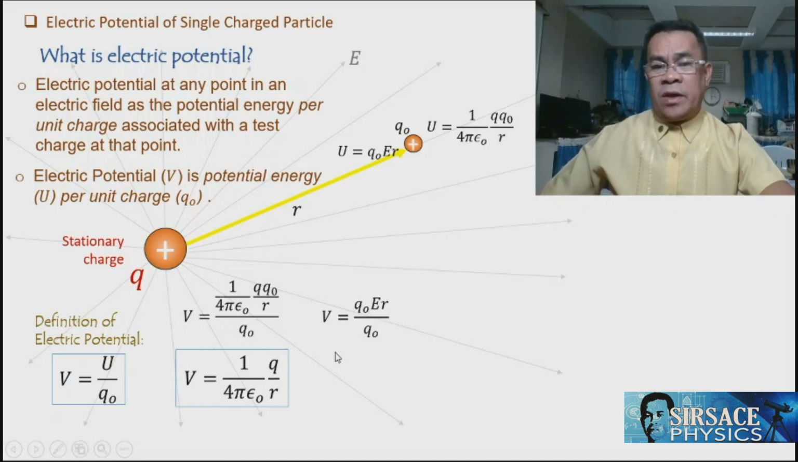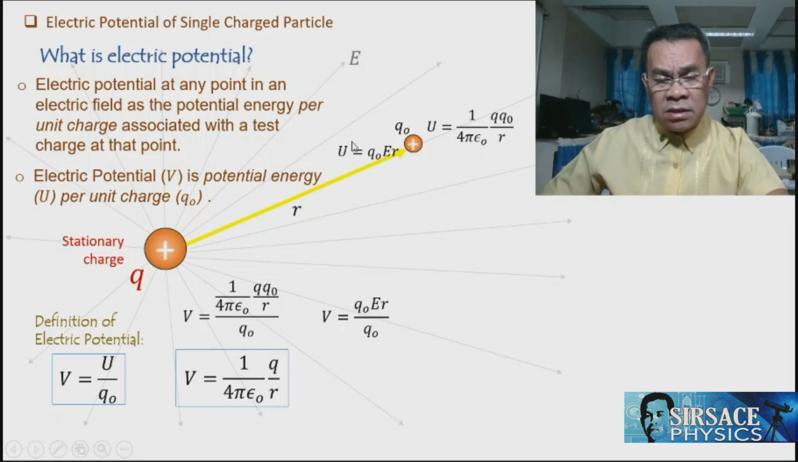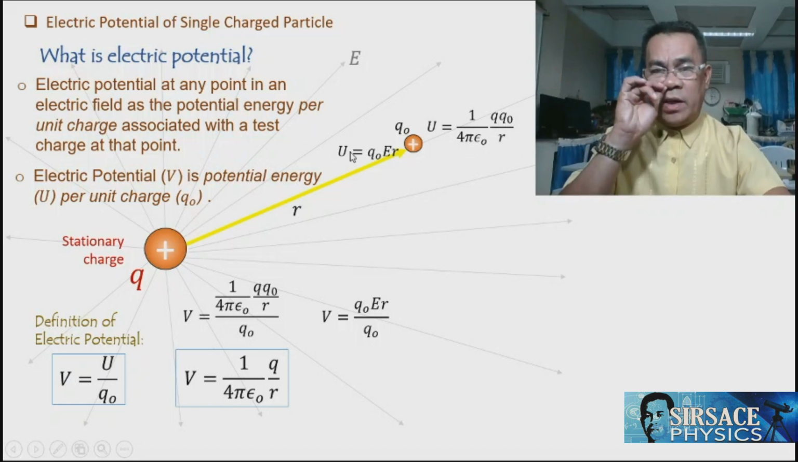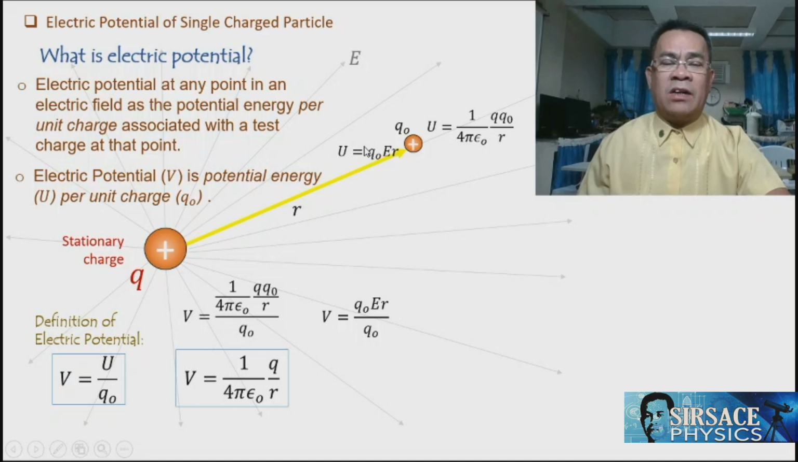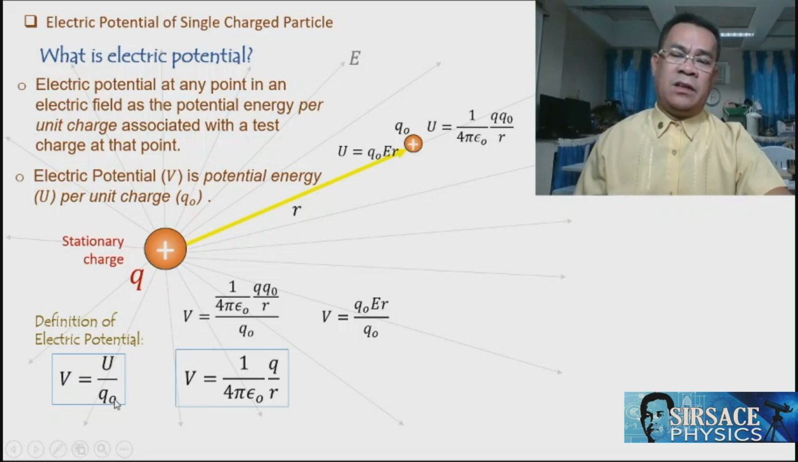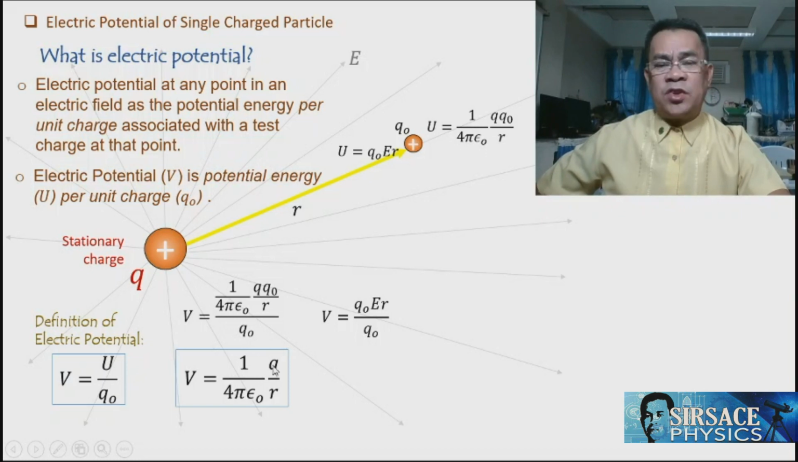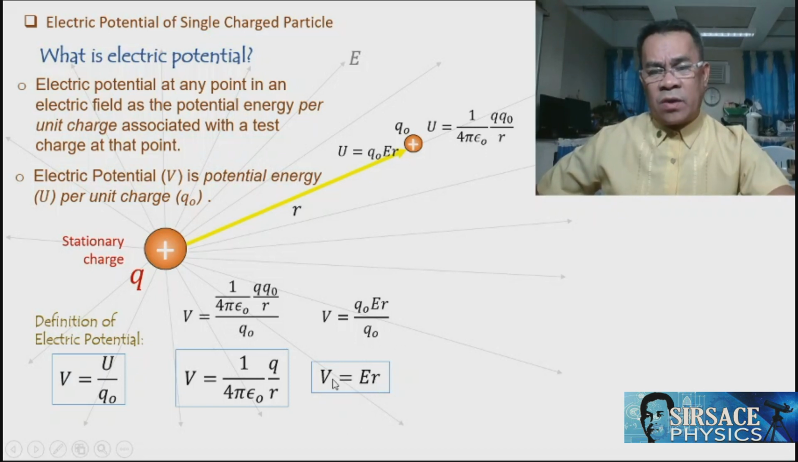Okay. Another way is we can utilize this because we substituted the U here with this value, 1 over 4 pi permittivity Q naught over R. Now take note that we have another formula in calculating the U energy. So use this energy here, substitute it here, and divide it by the moving charge Q naught. So therefore, this again will be cancelled out. So we have electric field times R. So therefore, another way to calculate the electric potential is to multiply the electric field at that point by R.